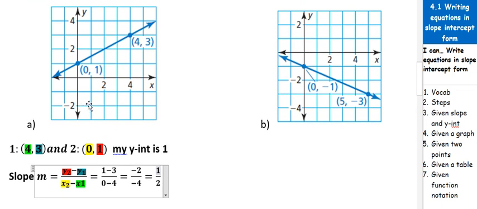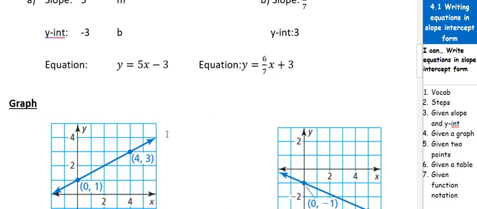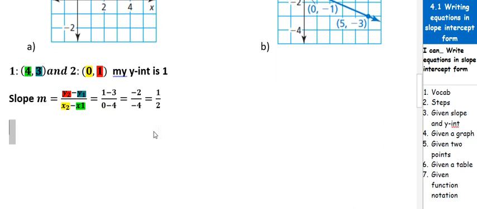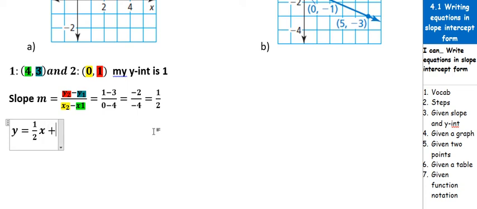So my y-intercept is 1. That's where it crosses the y-axis. It's because my x value is 0. And my slope is 1/2. If I think to my steps, identify slope, identify y-int, and then plug them into the equation. y equals m, which is my slope, which is 1/2, x plus b, so plus 1, because 1 is my y-intercept. Here we go with b.